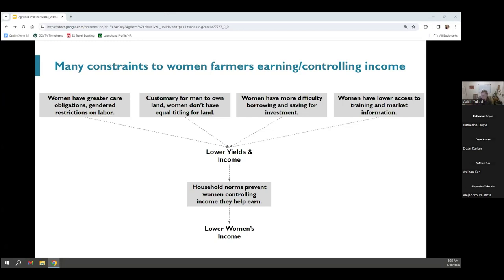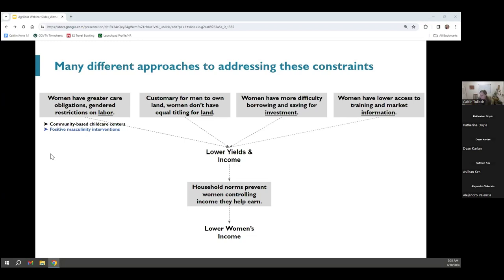So that's a lot of constraints. It's not the most complicated flowchart I've ever put up, but it's a lot of different things standing in the way. And on the flip side of that, there are a large number of different approaches to addressing these constraints that programs can look to if they're seeking to improve the income of women farmers. You may have interventions addressing these labor constraints. As a mother of a five-year-old, I was really excited to read an excellent study on community-based childcare centers, simply to give women time and mental space to be working on cultivation.